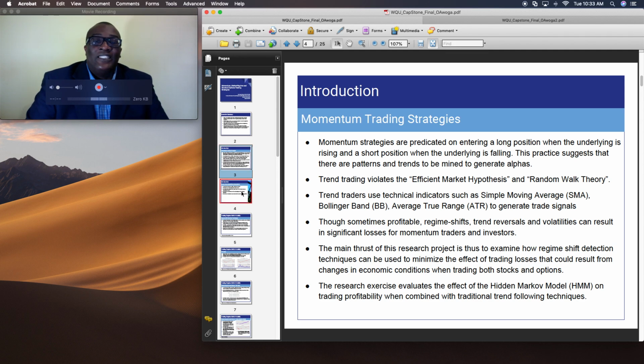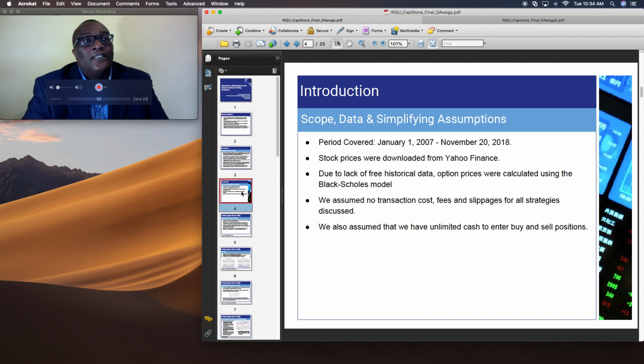The overall objective of this exercise is to discuss momentum trading for both stocks and options, as well as discuss some of the methodologies that can be used to track regime shift, because the economic story is a cyclical one and it moves between periods of expansion and depression or recession. Therefore, it is pertinent to track regime shift and affect our trading signals with the information generated.